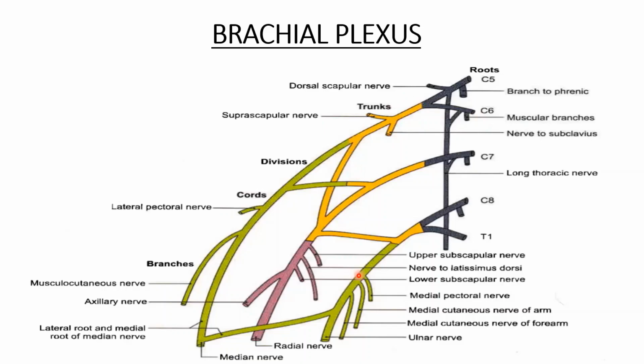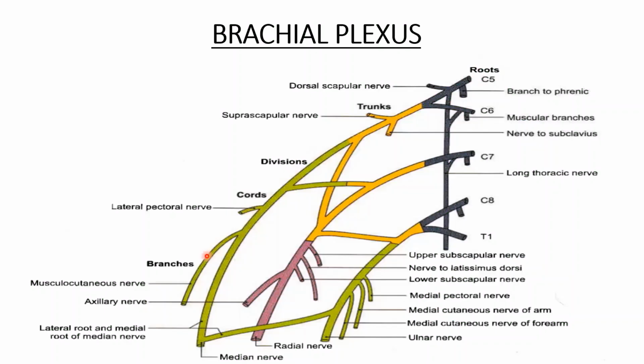Moving on to the branches of the trunks of the brachial plexus, only the upper trunk will give rise to branches, that is, the suprascapular nerve and the nerve to subclavius. The nerve to subclavius, as the name implies, will supply the subclavius muscle. The suprascapular nerve will supply two muscles, that is, supraspinatus and the infraspinatus muscle. Both the nerves have a root value of C5 and C6 because, as we know, they're arising from the upper trunk of the brachial plexus. So if you trace them back, you can see the root value is only this, C5 and C6.